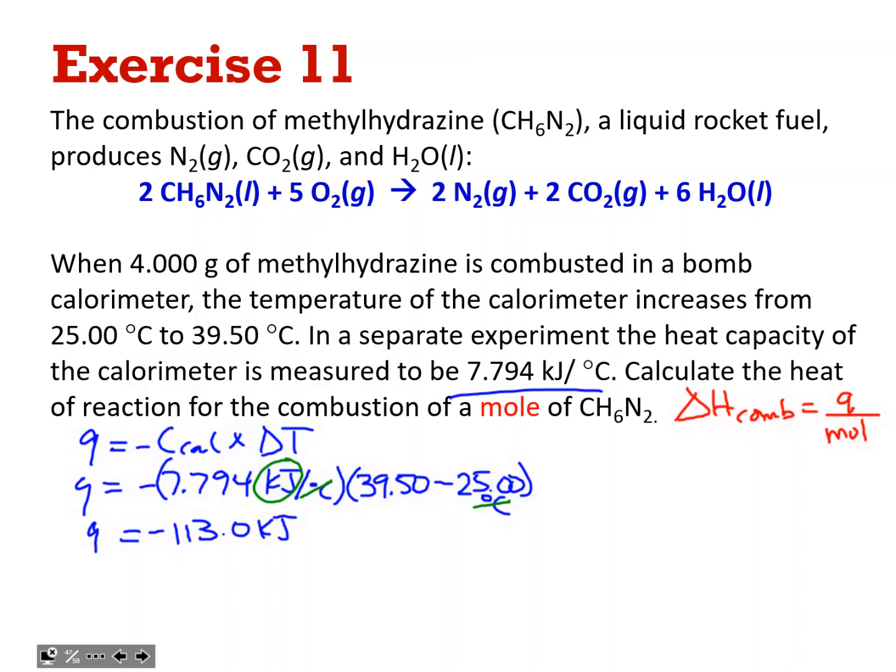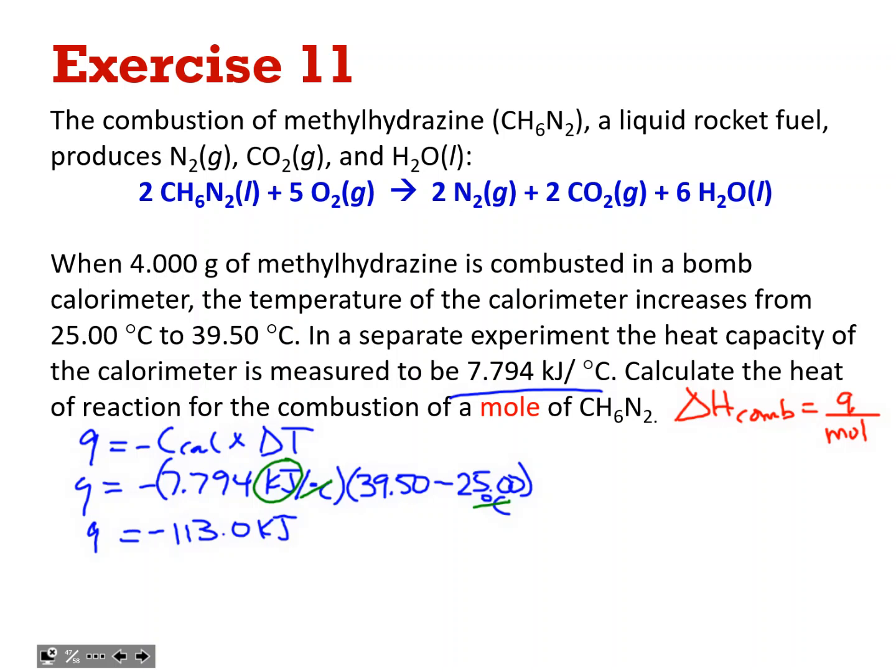All right, calculated Q, negative 113 kilojoules. That heated up the water. We know it's exothermic. Okay, good. So Q's all set for us in kilojoules. The sign's already been corrected because the heat capacity of the calorimeter is already factoring the sign change in for us, so we don't have to do that. The only thing left to do then is to find the moles, okay?